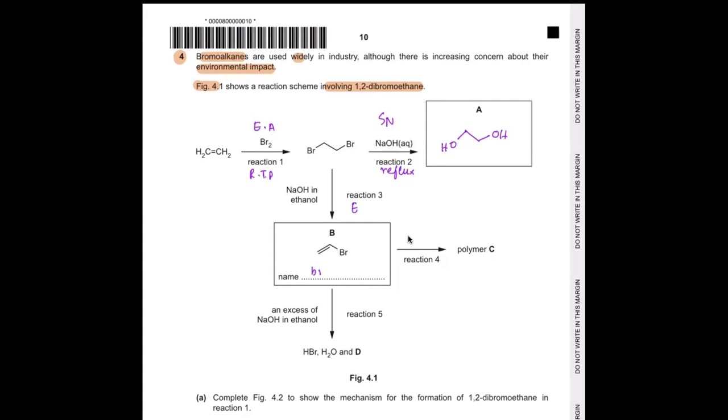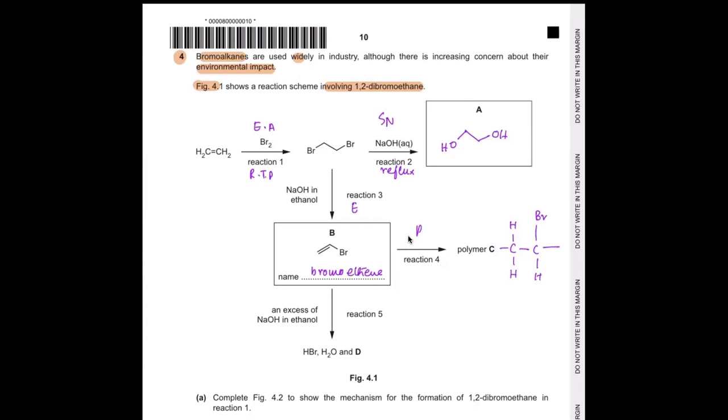So it is going to be named as bromoethene. In reaction 4, it is turning into a polymer C. So for C, you just make the single bond to the carbons which had the double bond, put the rest of the groups above and below, and then the empty bonds. So it is the one repeat unit of the polymer C. So it's a polymerization reaction.